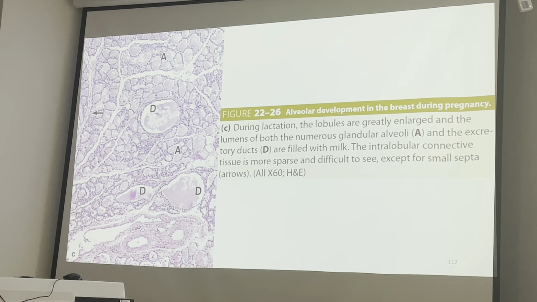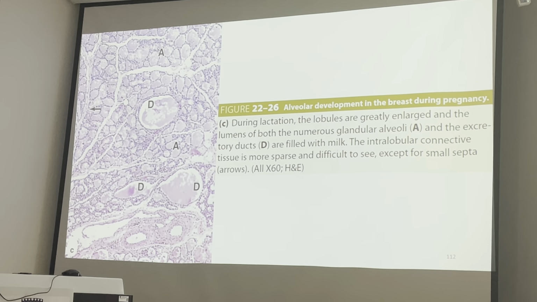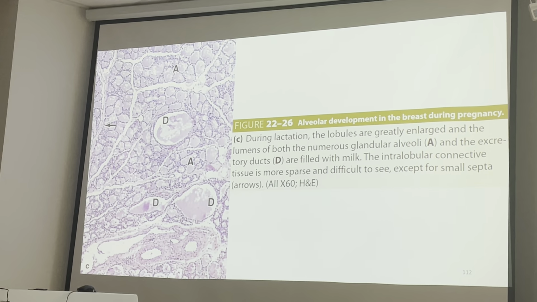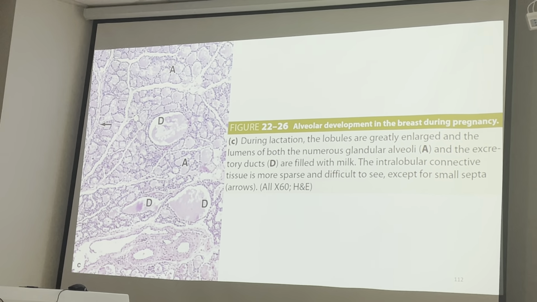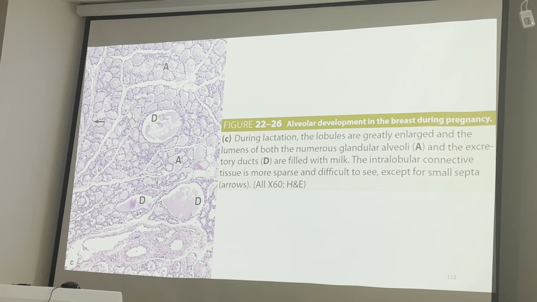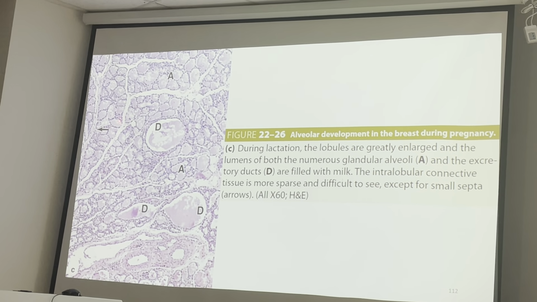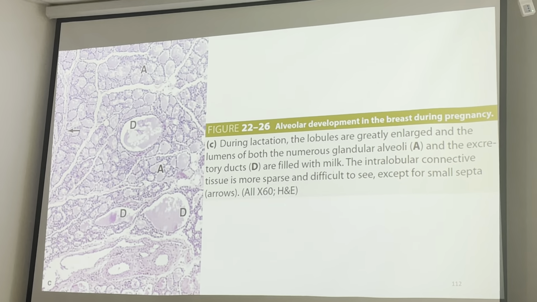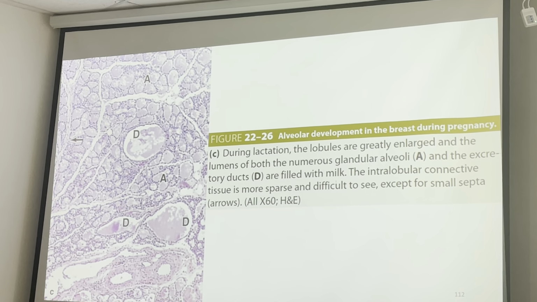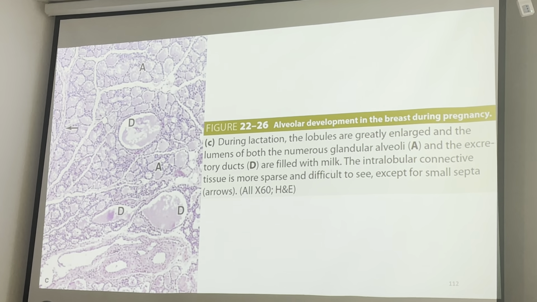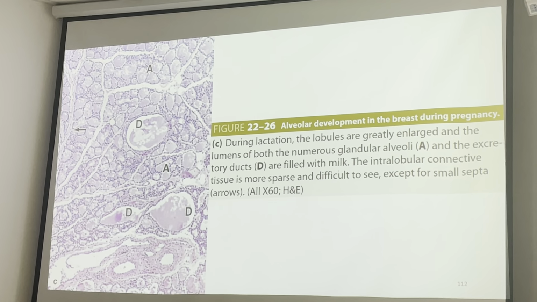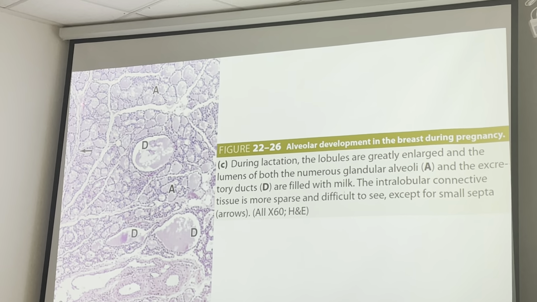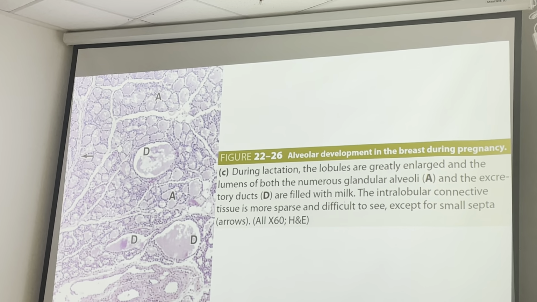Here you can see the lactation stage. In lactation stage, in all parts of the mammary gland, we have the alveolar system, and you can see a low amount of dense connective tissue between the lobes, because the lobes increase in size and fill all the structure of the mammary gland, and the connective tissue decreases in size.